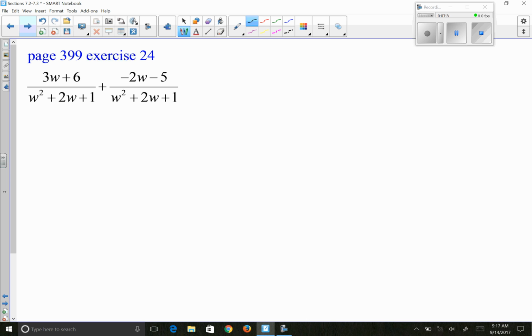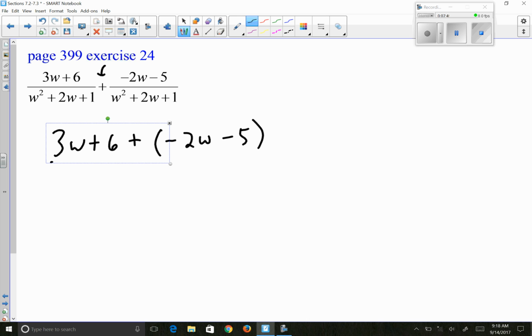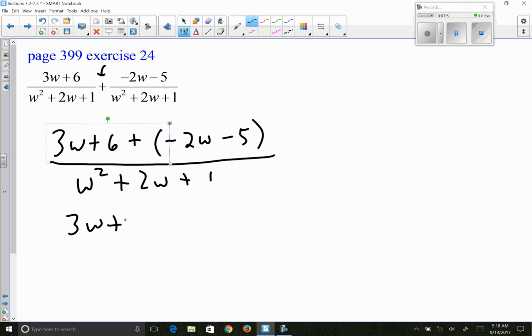399, exercise 24 is addition. It's very similar to subtraction. First numerator plus parentheses, next numerator, all over the common denominator. When we distribute the plus, we get 3w plus 6.